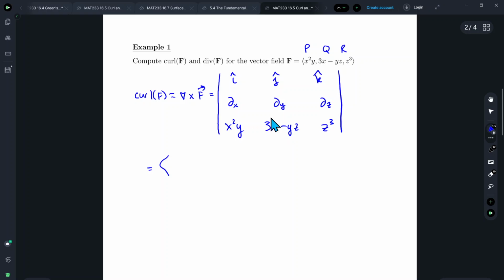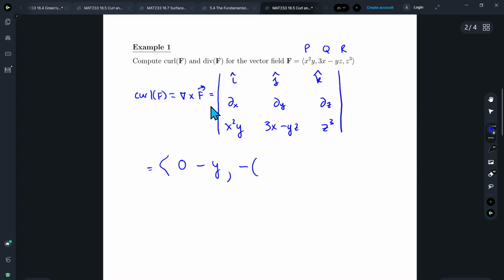So the first entry here should be this 2x2 determinant. So the partial with respect to y of z cubed. So here z cubed is thought of as just a constant, so the derivative of a constant is 0. So that's 0. And then the partial of this thing with respect to z. So this is again thought of as a constant, so that goes away. And then here the coefficient of z is minus y. So you have minus y. And then here I have an extra minus sign.